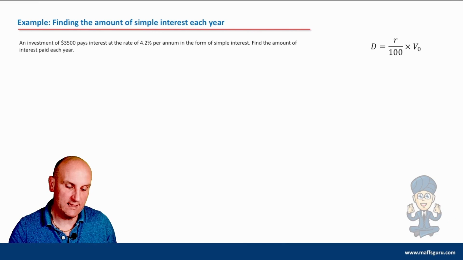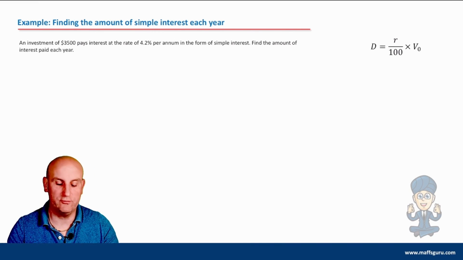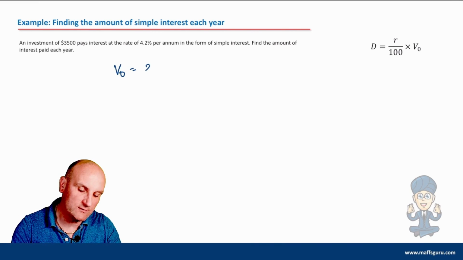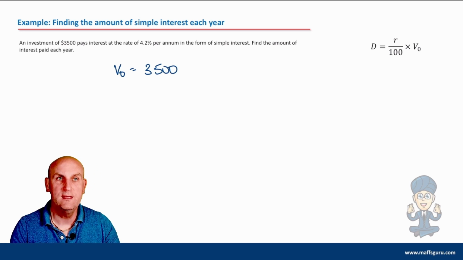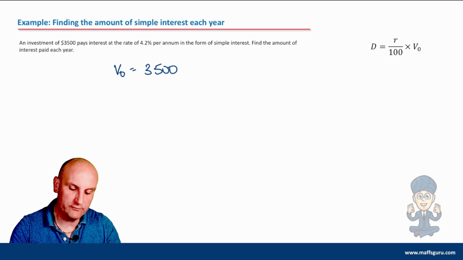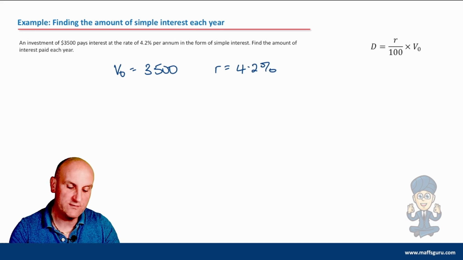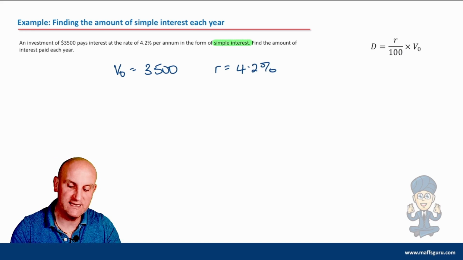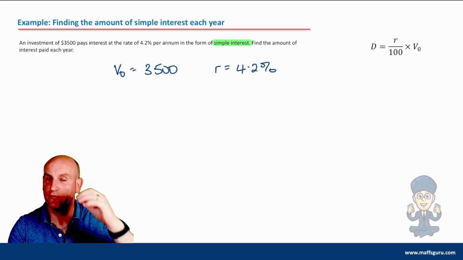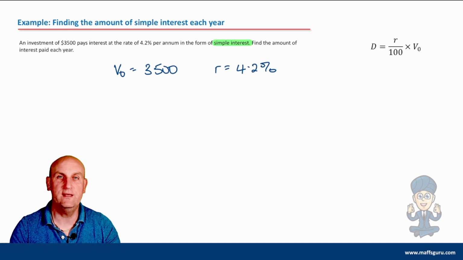Right, what have we got here? An investment of $3,500. So the first thing I know is P is 3,500. It pays interest at a rate of 4.2% per annum. 4.2% per annum just means per year. We'll get into that later, in the form of simple interest. Now, if I was doing this in an exam, I'd be highlighting simple interest so my brain knows. Find the amount of interest paid per year.